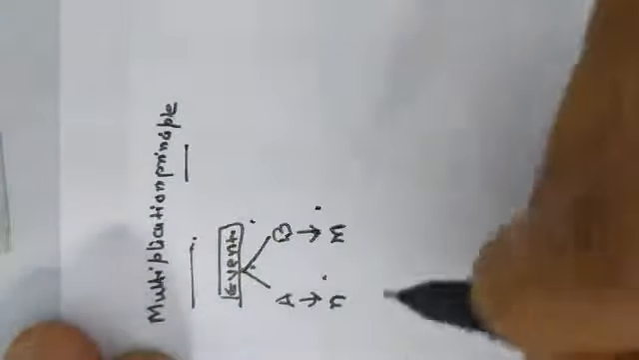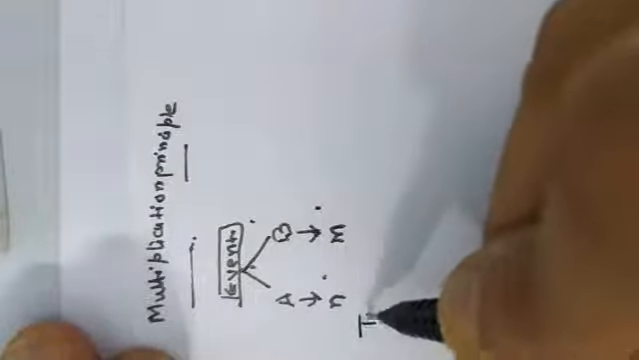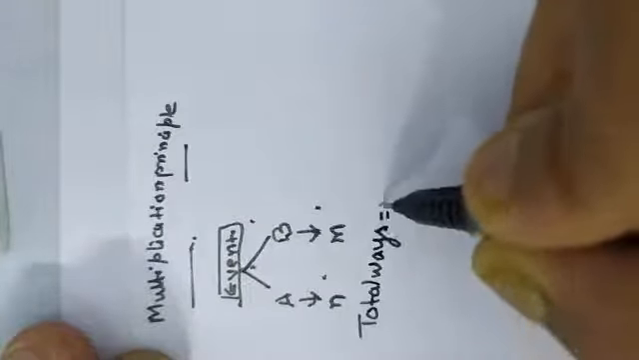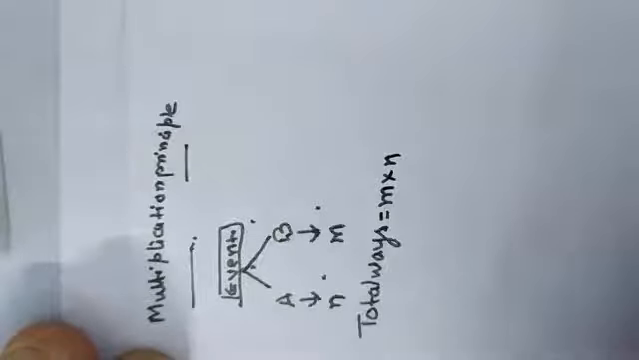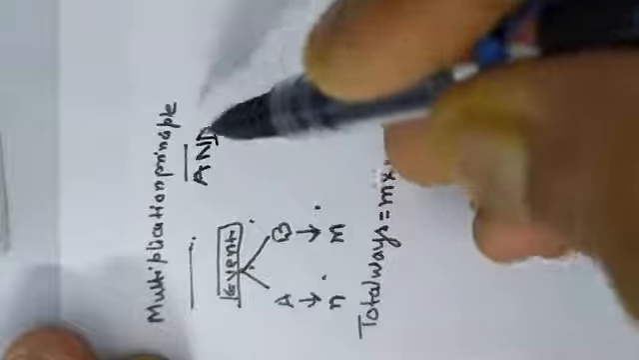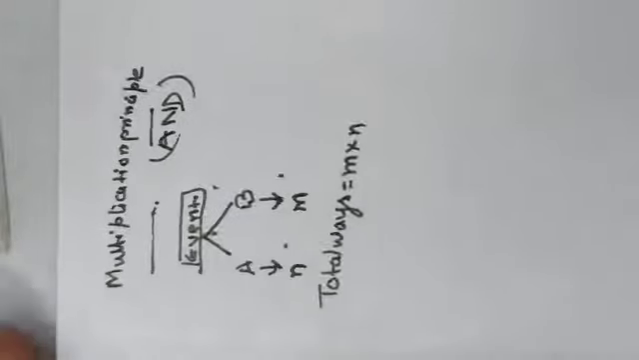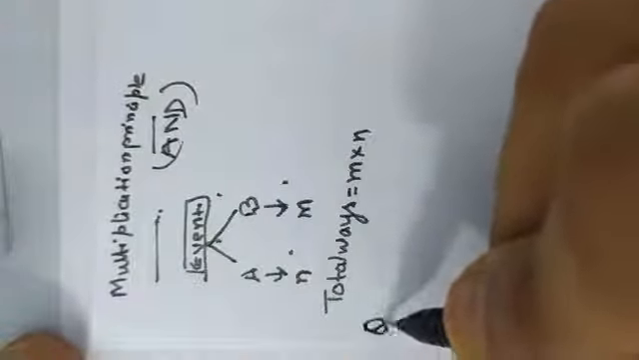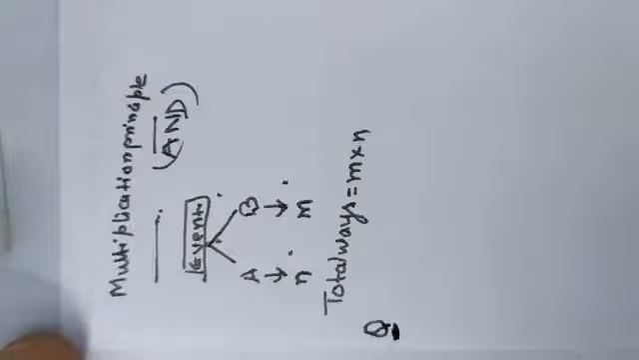So the total ways will be m into n, and the main conjunction that you will be using here is "and". You should find "and" in the question. Clear? Give me a second so that I could give you an example over here.